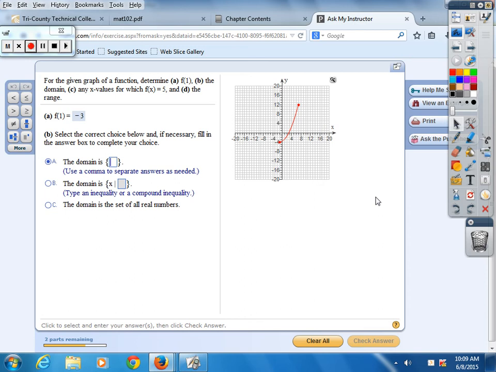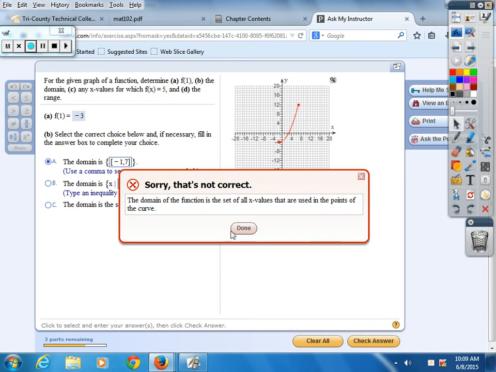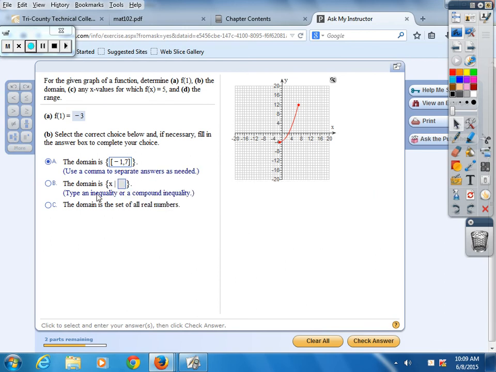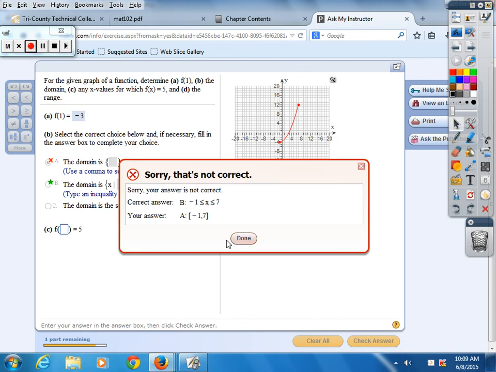It may not like it because we haven't covered brackets yet. -1, comma, 7, close brackets. Yeah, probably don't like it. Wait a minute. X, that's that. No, that's not it. It's got to be A. I just don't like the brackets. Yep. Both of these answers are correct. Either one means the same thing.